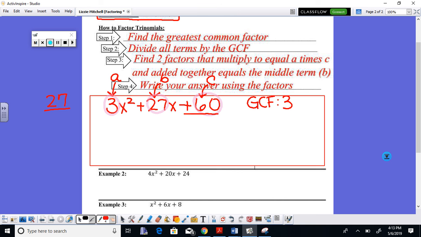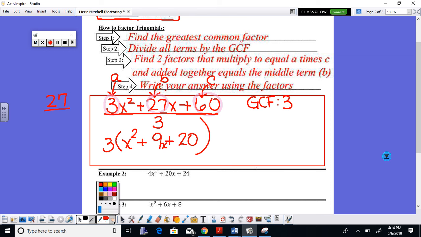So we're going to take this whole trinomial and divide it by 3. We're breaking it down, getting it smaller so we can find the factors. So we bring our GCF to the outside. 3x squared divided by 3 is x squared. 27 divided by 3 is 9. And 60 divided by 3 is 20. Oh, I left off my x. Put our x there. So now I've got this new reduced trinomial.